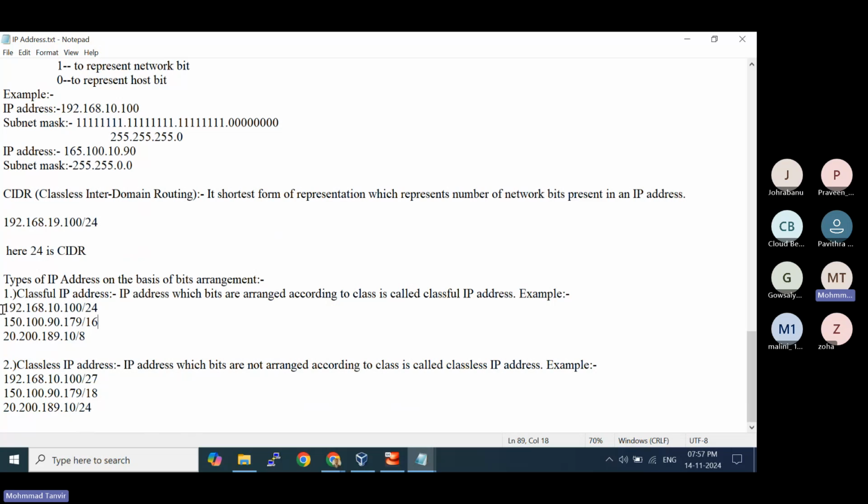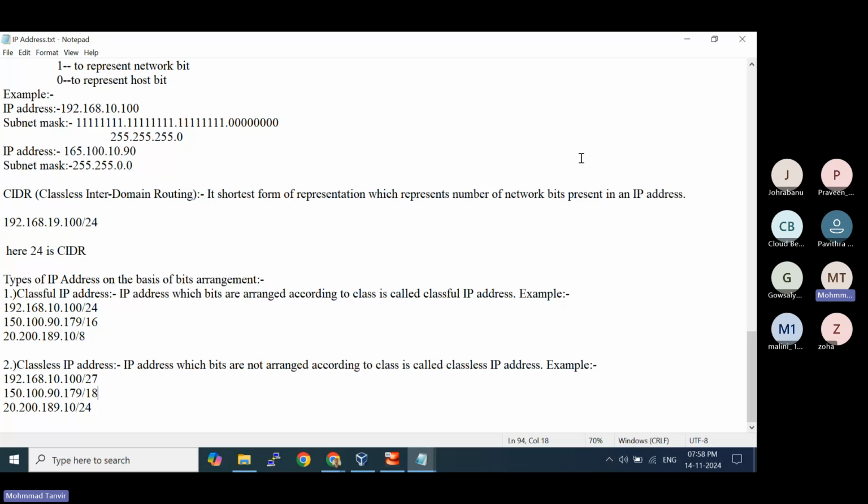Like here you can see, it belongs to class C, 24-bit network; class B, 16-bit network; class A, 8-bit network. Similarly, here for classless, we can see examples. It belongs to class C, it should be 24, but here it is 27. Similarly class B, it should be 16, it is 24. Class A, it should be 8 bits, but here it is 24.